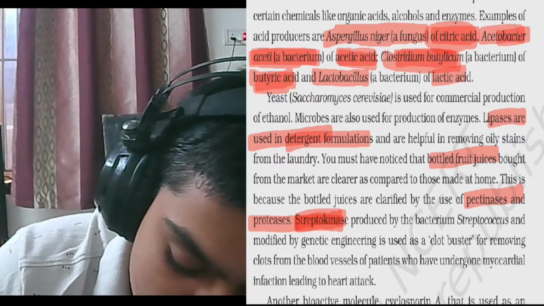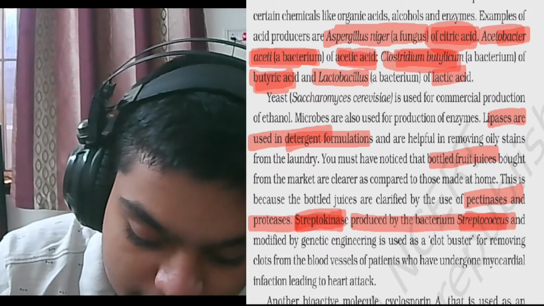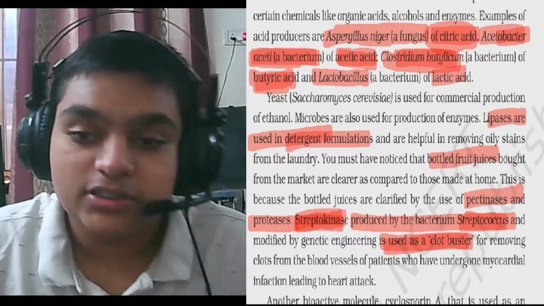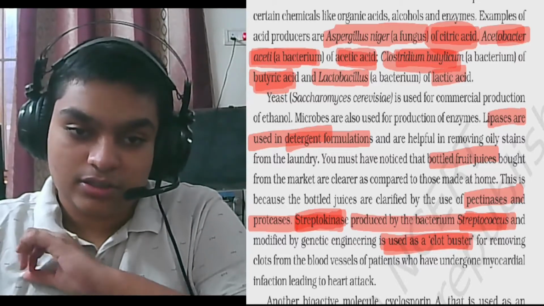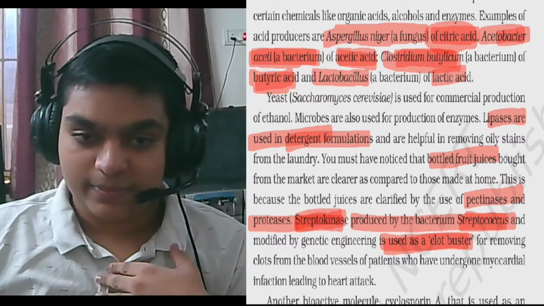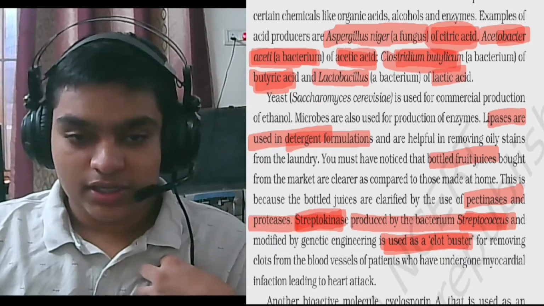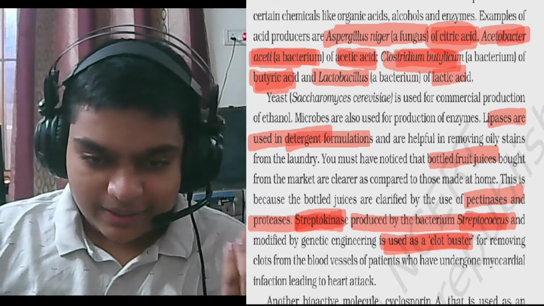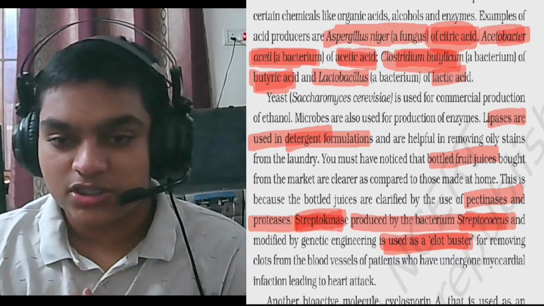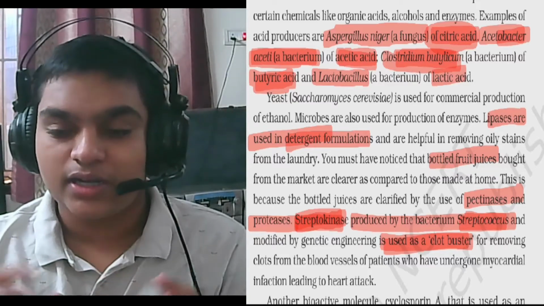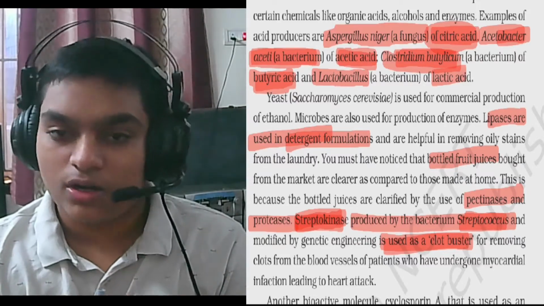This streptokinase is produced by a bacterium, Streptococcus, and with genetic engineering, it is used as a clot buster. Actually, what this streptokinase is doing is it releases the clots. If there is any blockage of blood in your heart artery, if you get a streptokinase injection, then it is going to bust that clot, and therefore it removes the clots. So that is why it is called a clot buster.